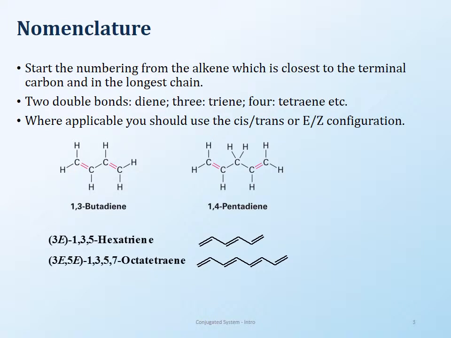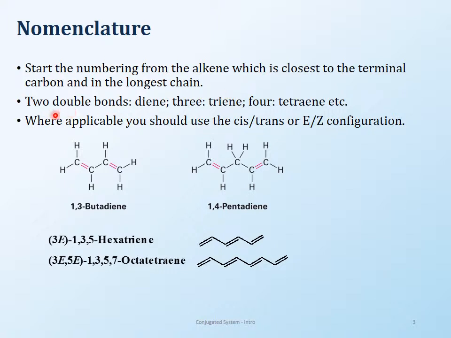Okay, so a little bit of nomenclature. This is not very different from alkenes, but still, just to refresh a little bit on the nomenclature, you have to start the numbering from the alkene which is closest to the terminal carbon, okay? And you still have to find the longest chain, and if you have any substituent, you still have to number the substituent and name it alphabetically, okay? So that is still there.